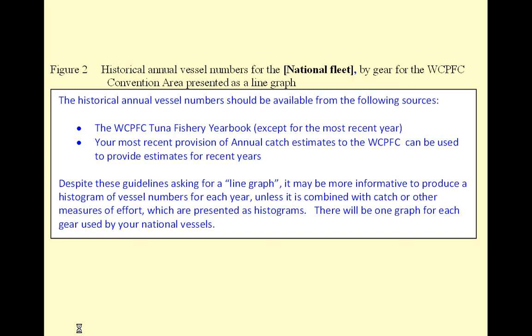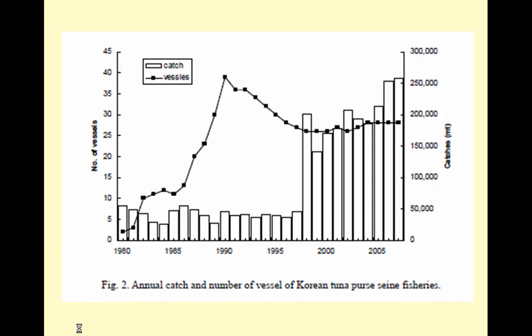Figure 2. Historical annual vessel numbers for the National Fleet by gear for the Convention Area presented as a line graph. Assuming that your log sheets cover all vessels for a year, then you would use Tufman Catch and Effort Report number 1, grouped by year and gear. Here we see an example of the type of figure you should be producing.